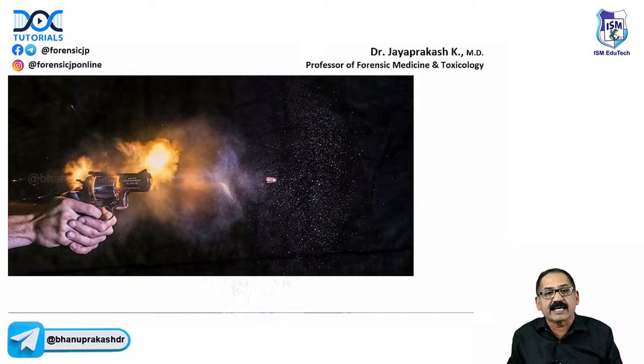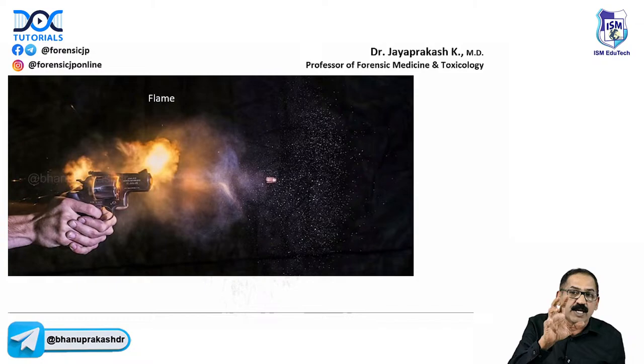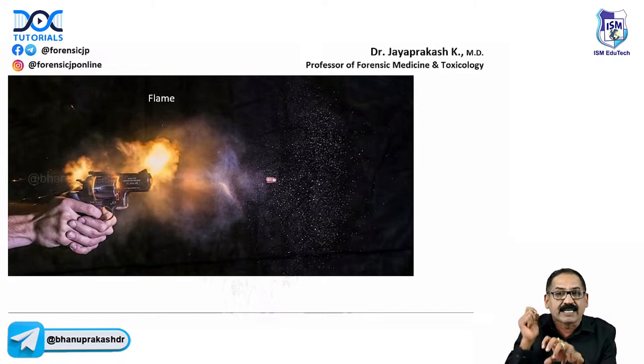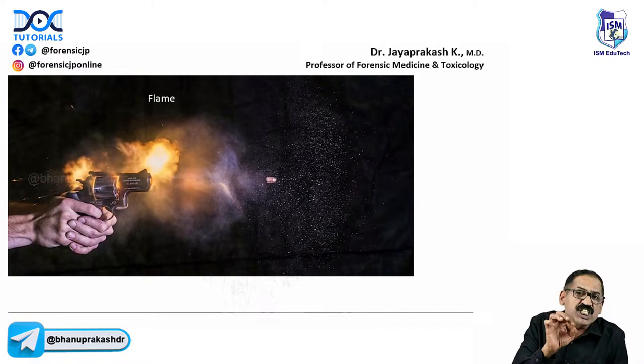Now look here, you can see the flame. Along with the flame, there will be hot air. When the flame and hot air touch the skin, it causes burning of the skin, also known as scorching of the skin. When it burns the hair, it is known as singeing. Normally we don't use the word singeing for skin; once you say singeing, that means burning of the hair.